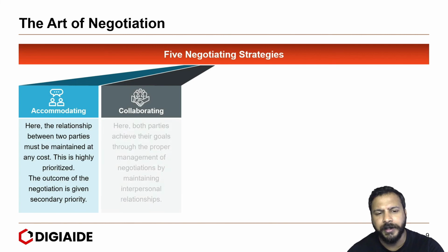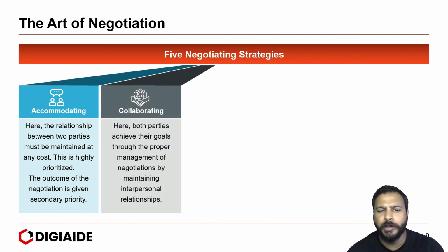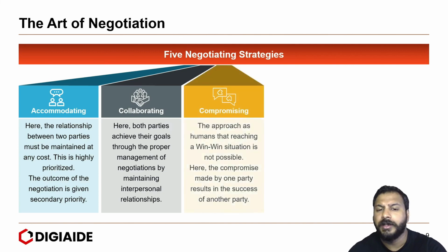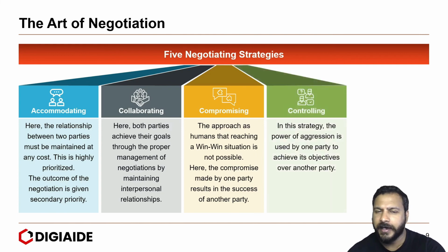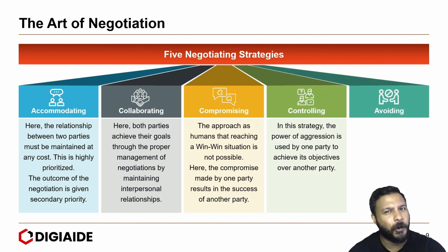Next is collaborating. Here both parties achieve their goals through the proper management of negotiation by maintaining interpersonal relationship, a win-win strategy. Next, compromising. The approach assumes that reaching a win-win situation is not possible. Hence, the compromise made by one party results in the success of another party, a win-lose arrangement. Next, controlling. In this strategy, the power of aggression is used by one party to achieve its objectives over another party, heavy bargaining.